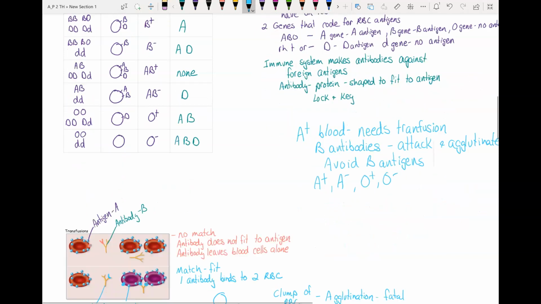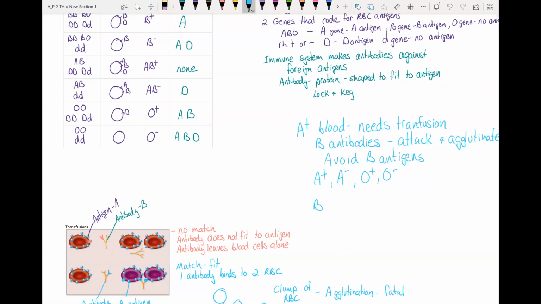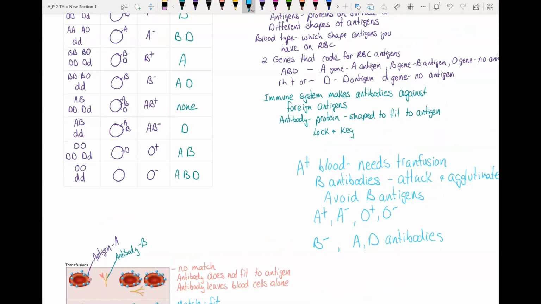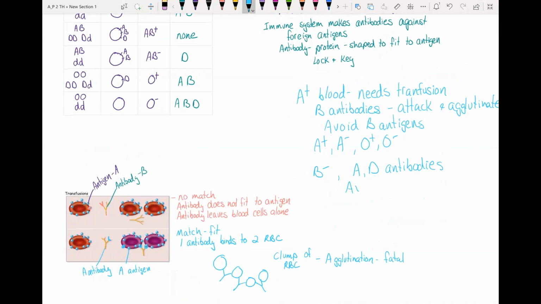Let's do another example. Let's do B negative now. If you have B negative blood and you need a transfusion, this means that you have A and D antibodies. Look at your chart, look at the B negative. B negative has B antigens. A and D are foreign, so you have A and D antibodies. So this means that you have to avoid A and D antigens because you will cause agglutination if you get an A or a D antigen.